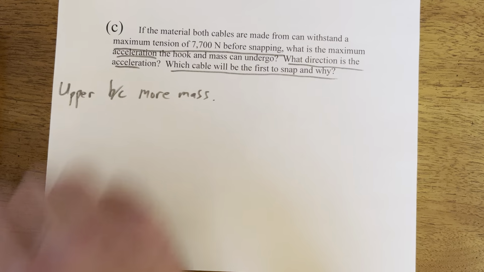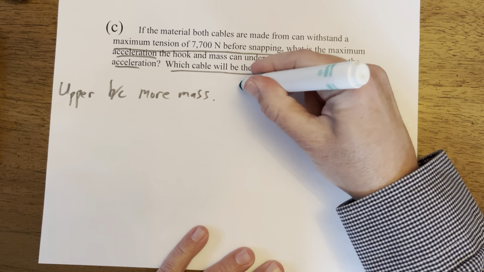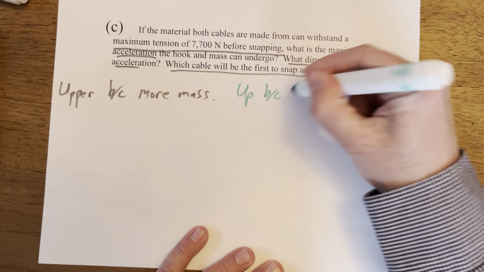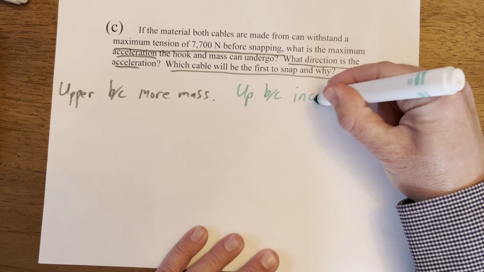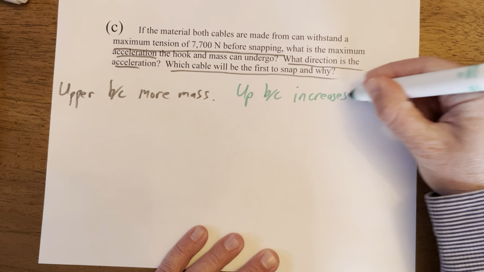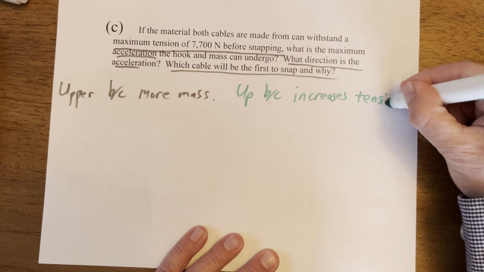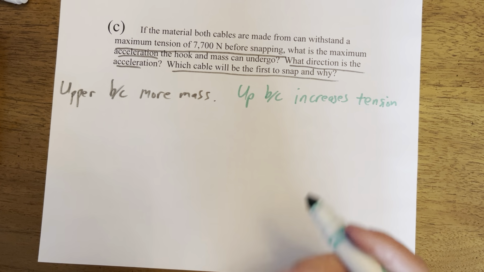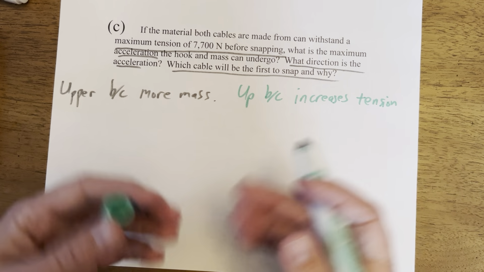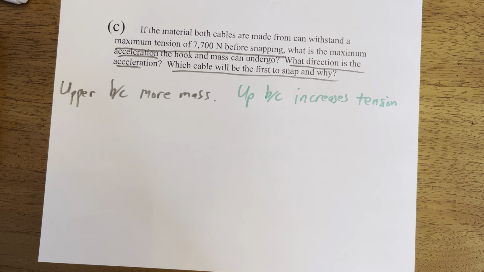Which is the direction of the acceleration? Well, that's up, and that's because when we accelerate upwards, that increases the tension. If you accelerate downwards, that decreases the tension. And if you have no acceleration, whether you're going at constant speed or sitting still, then the tension will be equal to the weight, the force of gravity.